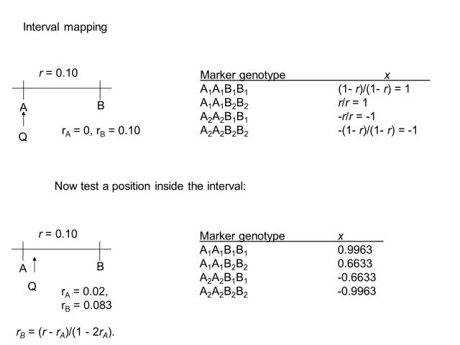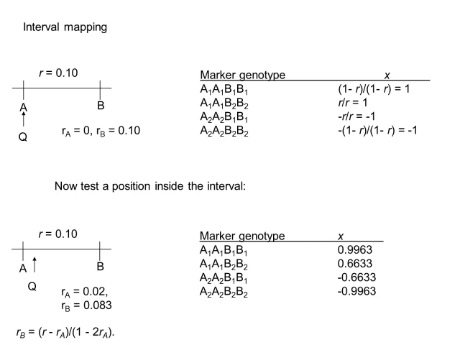Now we say, okay, maybe that's not right because we don't actually know where the QTL is, and we're going to move it just inside the interval. Let's move it so that the recombination frequency between marker A and the QTL is 2%. Then the recombination frequency between the QTL and marker B is 0.083%.